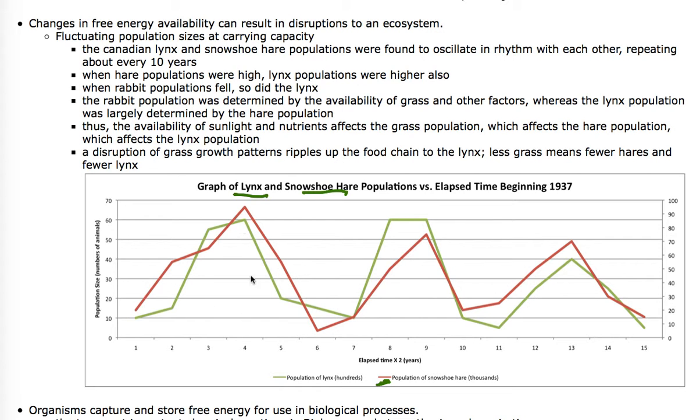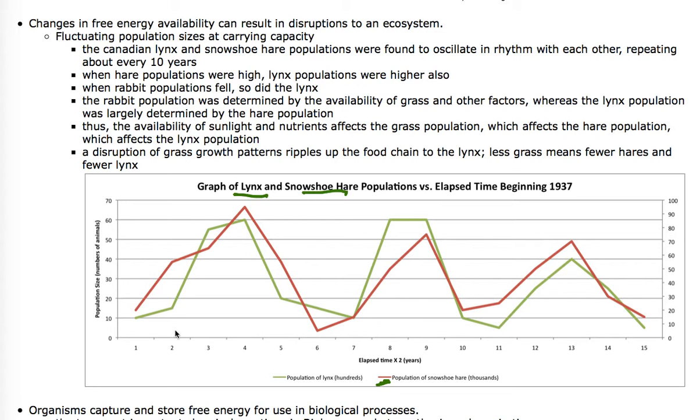Now, by the way, it looks like the lynx and the hare are the same size. They're not. The population of lynx here is in the hundreds. The population of snowshoe hare is in the thousands. There's always more prey than there are predators. So it turns out that the lynx population is fluctuating with the hare because the lynx is dependent on the hare. It's not that the lynx thinks about this.